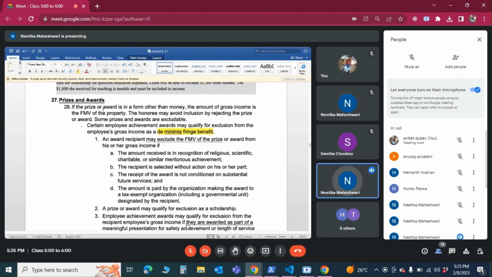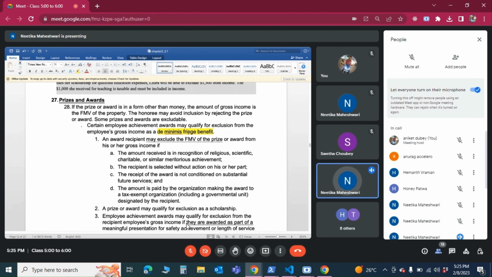Let's look into prizes and awards. A lot of times with the IRS, you may think these are really small things, why are we even talking about that, but those are the rules that businesses and people have to follow. So small or big, the numbers don't matter. We have to understand what is taxable and what is not taxable. Even things like what is de minimis fringe benefits.